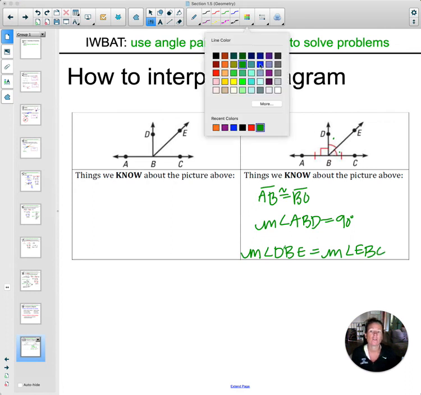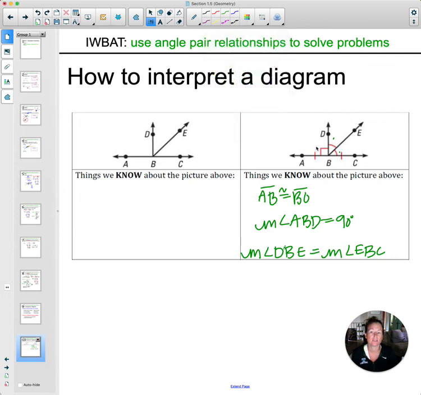You also know that since this angle is 90, then this side is 90 as well, since a straight line is 180. And then if these two are equal because of these arc marks, you could divide by 2, and that's actually 45 for each of those angles. So in this picture, you can see a lot of information because of the markings.